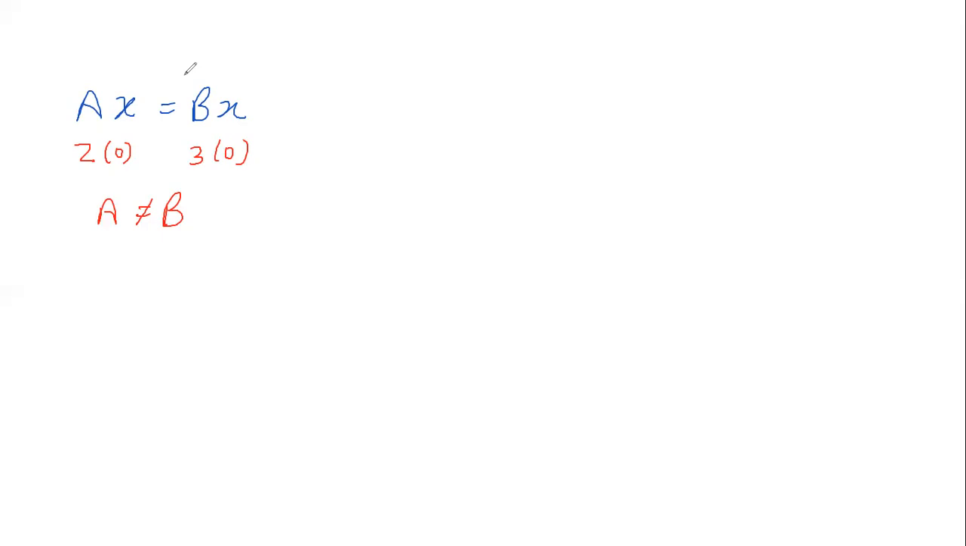Guys, make it a thumb rule: never cancel anything on both the sides. Don't do that. You have to solve it by taking it on one side. So the correct way to solve it is AX minus BX is equal to 0. X will be common. X times (A minus B) is equal to 0.